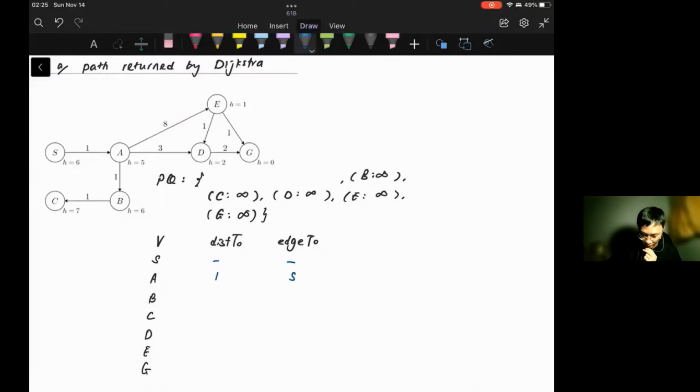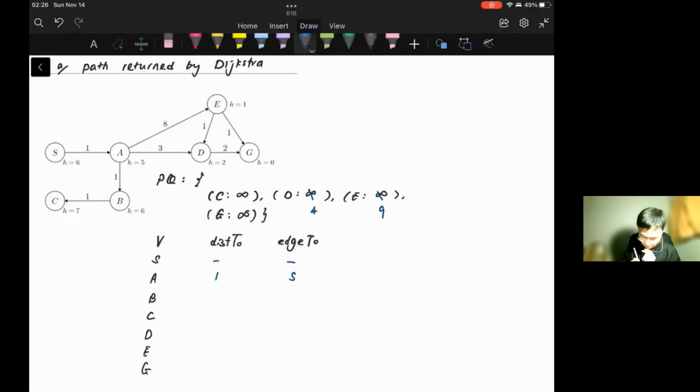And at node A, we are able to update the distance values of nodes E, D, and B. E will have the value of 2, D will have the value of 4, while E will have the value of 9. To clarify here, the 2, 4, 9 comes from 1 plus 8, 1 plus 3, and 1 plus 1. Okay, and at this stage, B will be the one that's closest to the start, so it gets popped off.